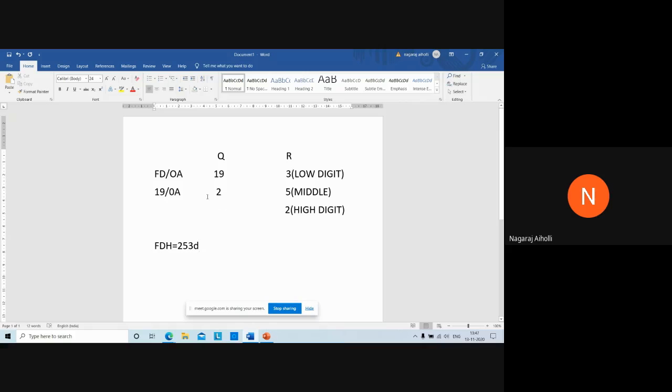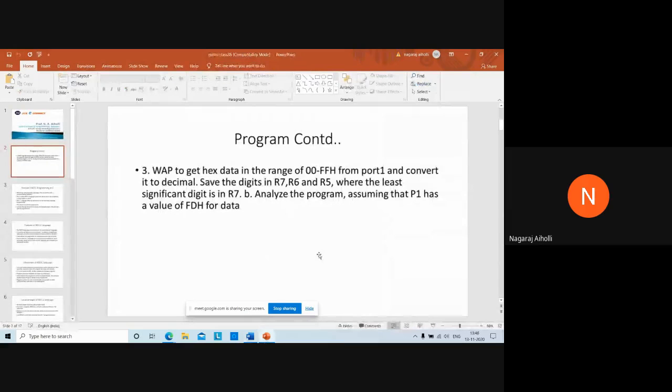How we are getting this 253 is the same as what we did yesterday. Go on repeatedly dividing the quotient by 10 or 0A. Whatever remainders you are getting, you go on storing them. Then the first remainder is the lower digit, the second remainder the middle digit, and the final remainder the higher digit. This answer 253, in reverse order, gives the decimal equivalent of the given input hexadecimal number. So this is about the program that we discussed yesterday and its analysis, assuming that P1 has a value of FDH for the data.